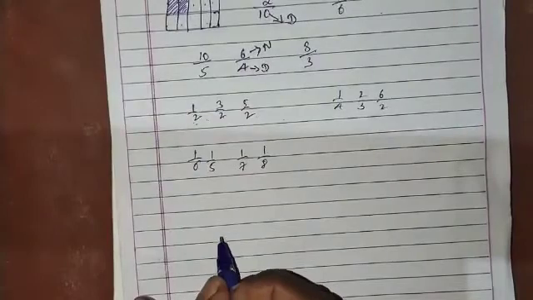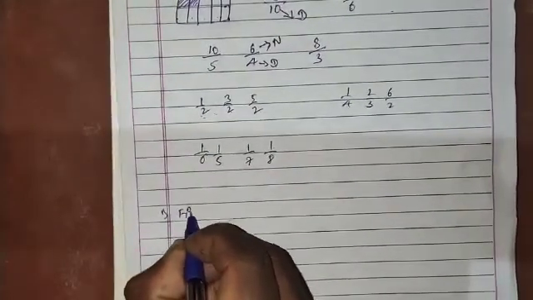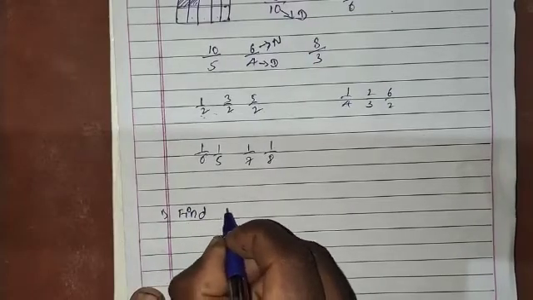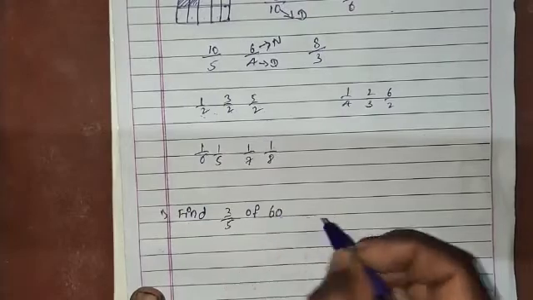For example, let's see the fraction of a whole number. Find 3 by 5 of 60. This is the problem.